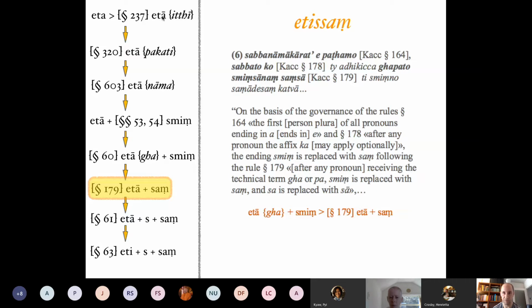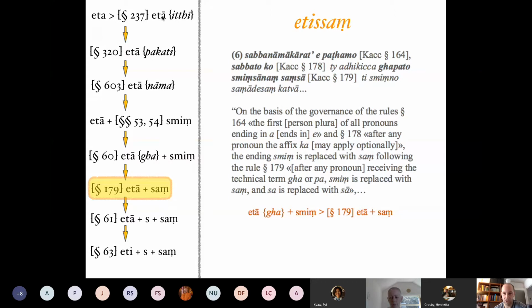So that is a rule that affects those words tagged with ga and tagged with pa. And in our case, eta has the tag or the marker ga. It's a ga form. Therefore, in the ga forms, as the translation says, after any pronoun receiving the technical term ga or pa, smim is replaced with sam, and sa is replaced with sa. So you can see the locative ending smim is replaced with sam, and the dative genitive ending sa is replaced with sa.